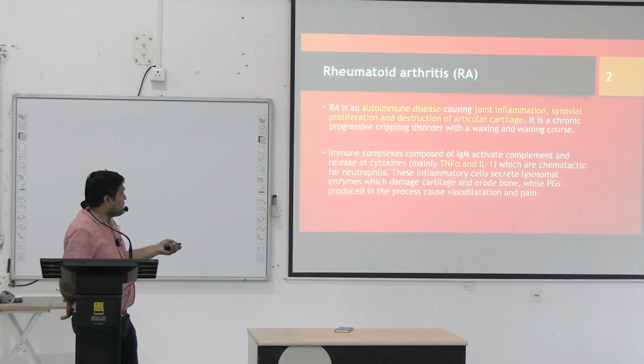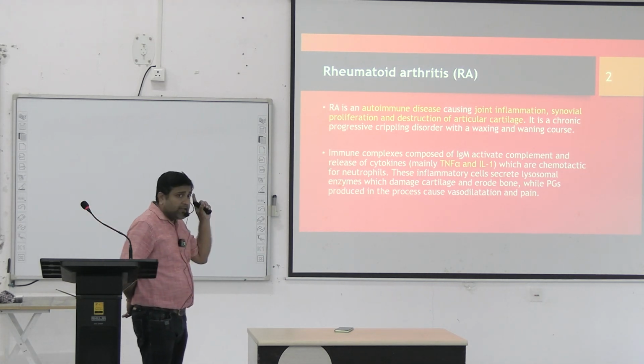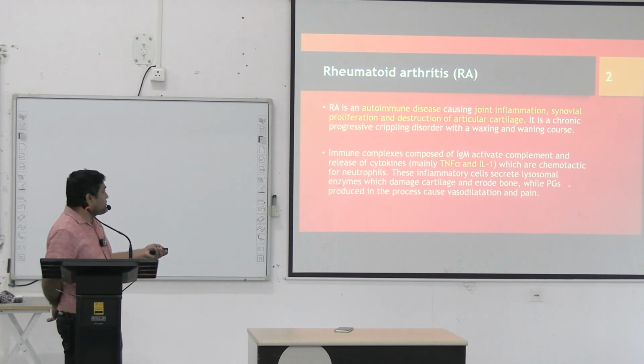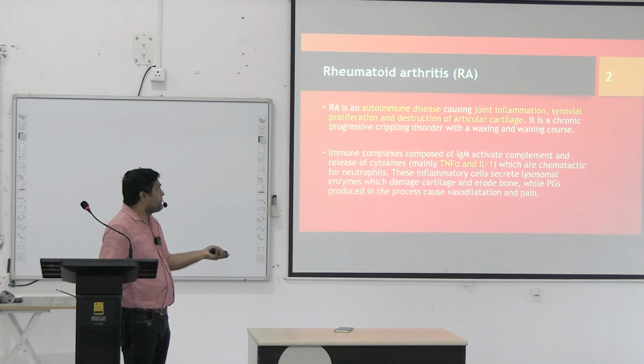So these inflammatory cells secrete lysosomal enzymes which damage the cartilage and erode the bone. And prostaglandins produced in the process cause vasodilation and pain.